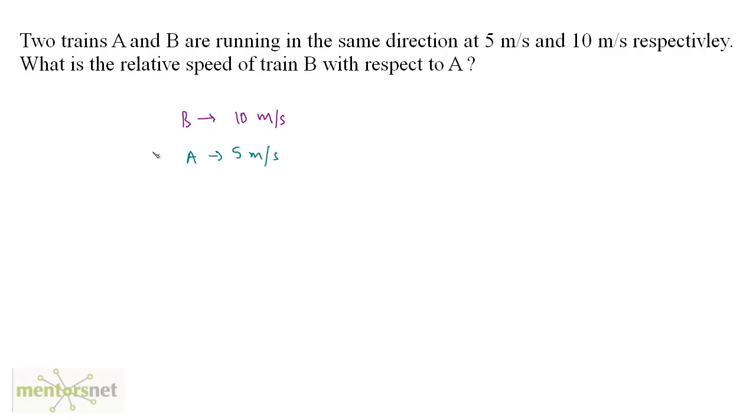Now you have been asked what is the relative speed. So first of all, check in which direction both the objects are running. Well, these two trains A and B are running in the same direction. So if they are running in the same direction, it means that we have to subtract their speeds. So we have been asked relative speed of B with respect to A. So the speed of B is 10 minus the speed of A, which is 5, and that is equal to 5 meters per second, and that's the relative speed of train B with respect to A.